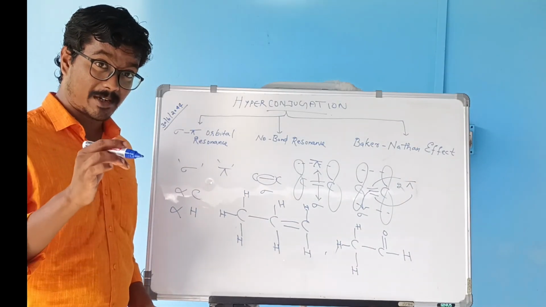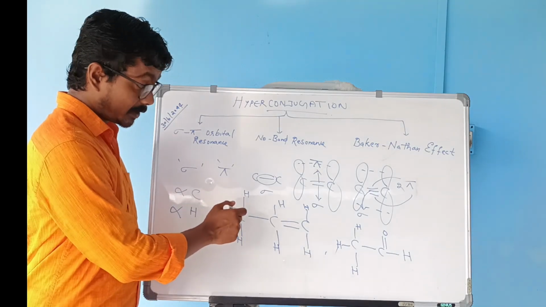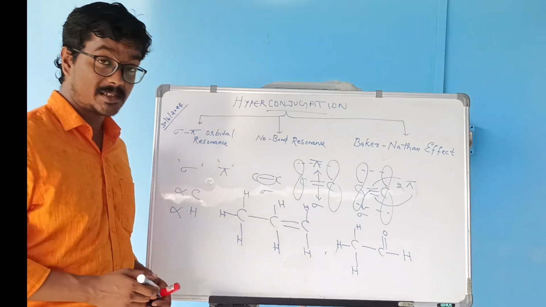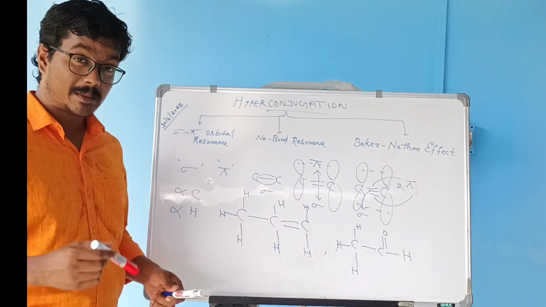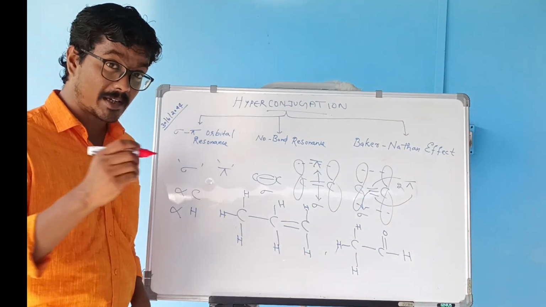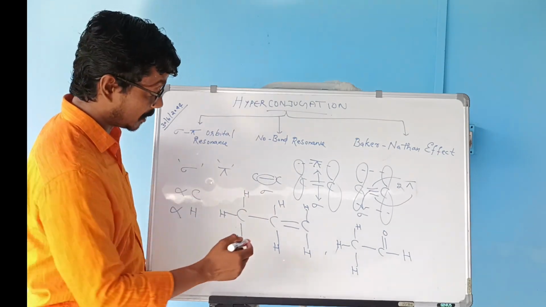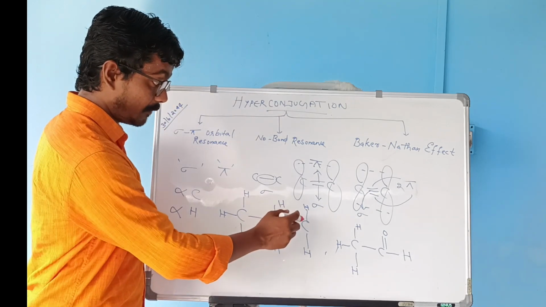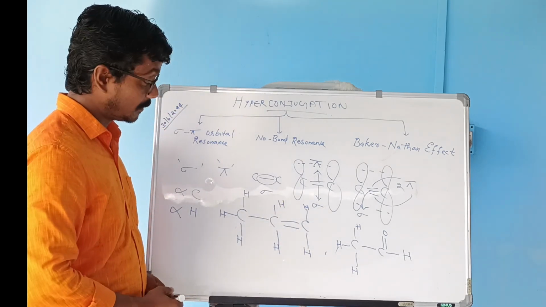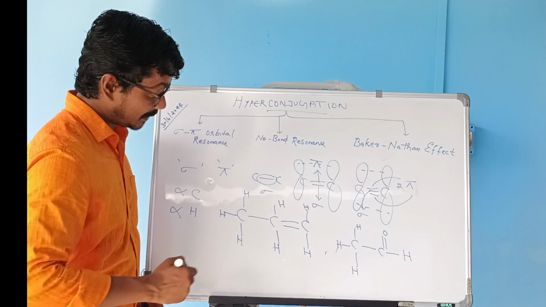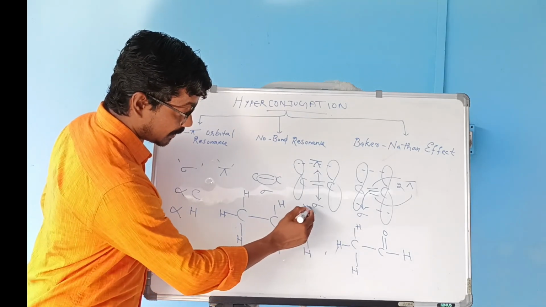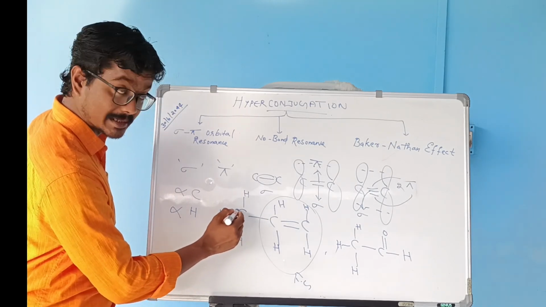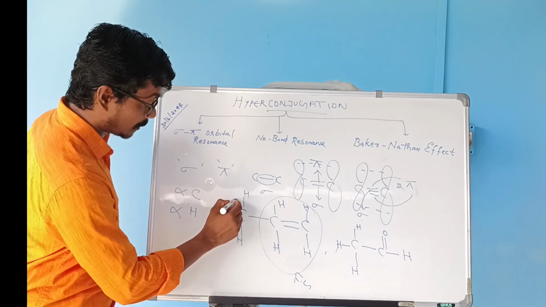Let me first explain what is alpha carbon. The carbon atom which is attached or bonded to a functional group is called alpha carbon. So here this is the functional group, the alkene, this double bond. The connected carbon is this one, CH3. So this carbon is called alpha.